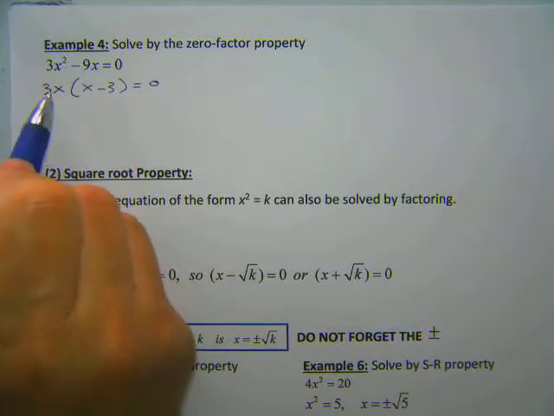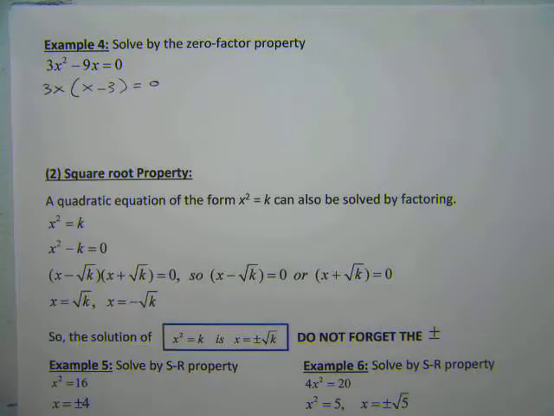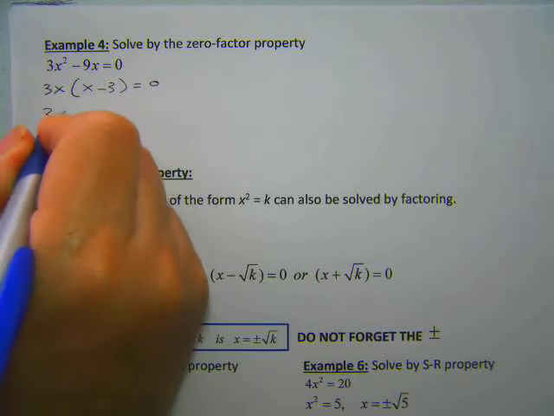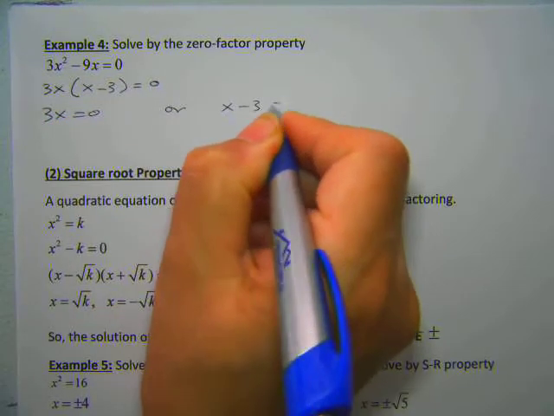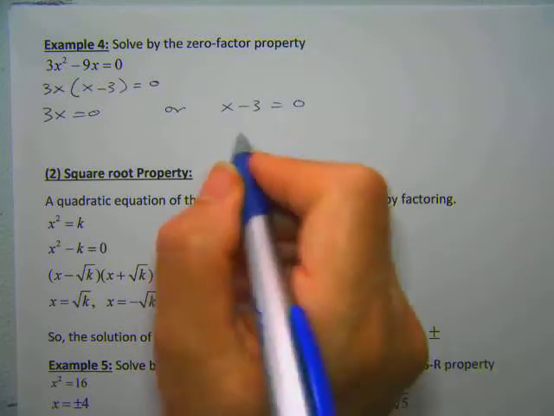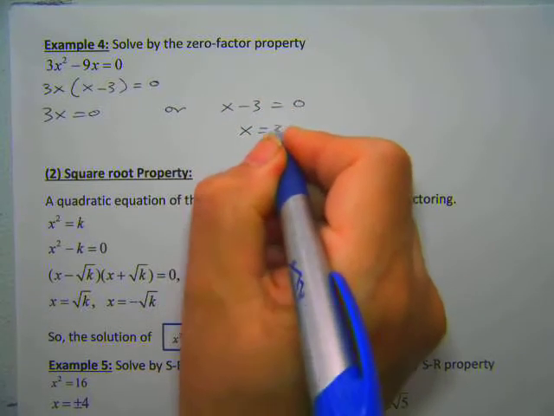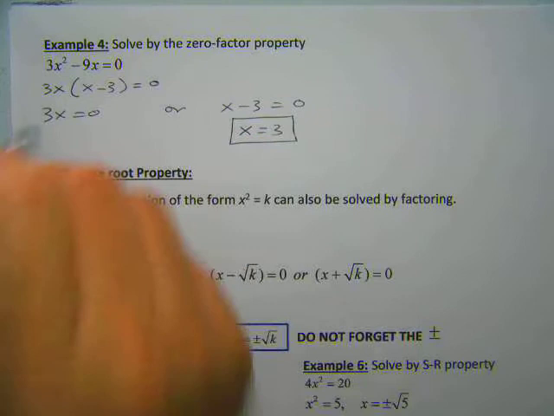Again, that's the zero factor property. Either 3x is equal to 0 or x minus 3 equals 0. Let's do this one first. So x is 3. I like to talk about this one.